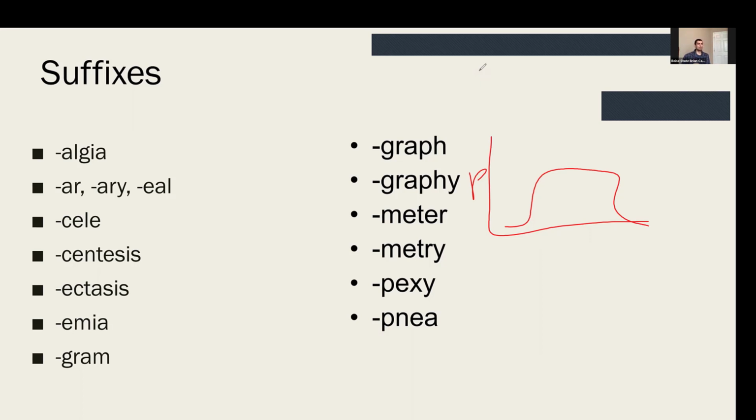Meter, metry, things like pulse oximetry. You guys have probably all been to the doctor when they put that little clamp, the little clothespin on your finger, and it reads you your oxygen level. Okay, that's your pulse oximeter or pulse oximetry. That is, again, just checking your oxygen levels in your blood. And so that's where those suffixes are coming in.